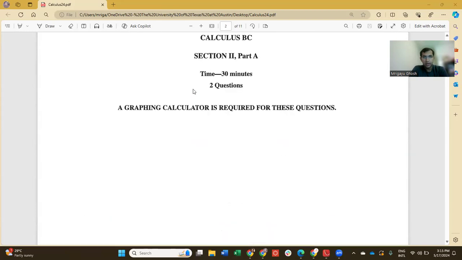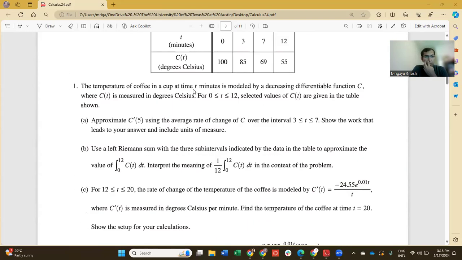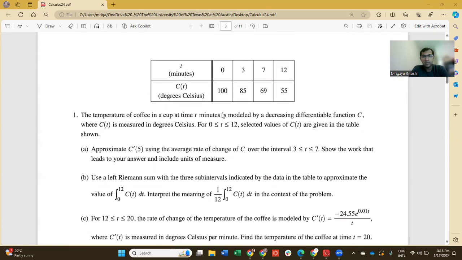So the first part is the calculator section, I believe. Yep. Okay, so we have that the temperature of a coffee cup at time t minutes is modeled by a decreasing differentiable function c, where c of t is measured in degrees Celsius. Okay, so that's what we do know.